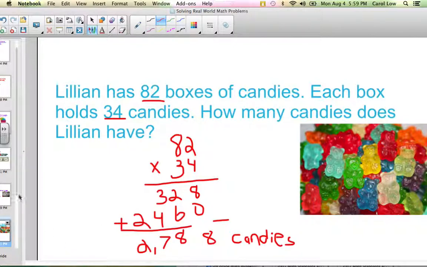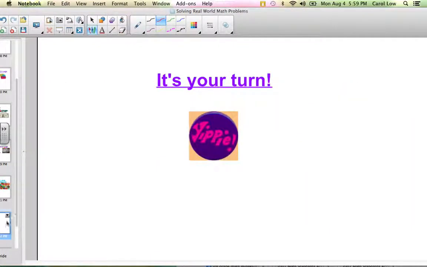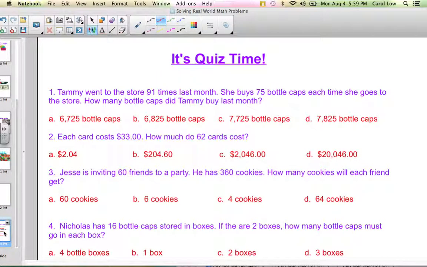Okay, now let's go to the next one. I think it's your turn. It is your turn. Yippee! So here's your quiz down here. It's quiz time, and here are the different problems. Write down the different context clues that are important, and the quiz is linked to this on my webpage, and we will go over it tomorrow in class. And if you have any questions, write them down.